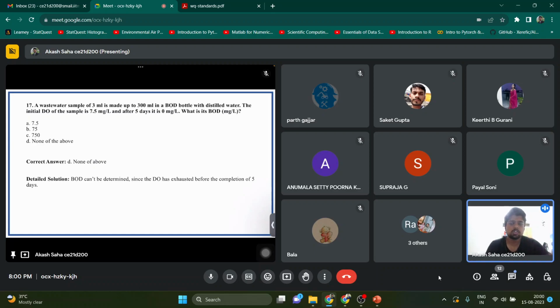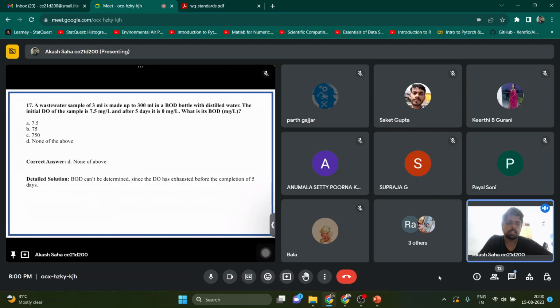Okay, so in general, the fifth day DO should be at least 1 milligram per liter. If it is going below 1 milligram per liter, then that means there is some problem with your experiment. You have to repeat your experiment with some other dilution. You have to dilute the wastewater more such that the final reading is more than 1 milligram per liter. Yes, that is clear. Okay, so this is what I wanted to convey. Whenever the fifth day DO goes below 1 milligram per liter, you have to repeat your experiment.